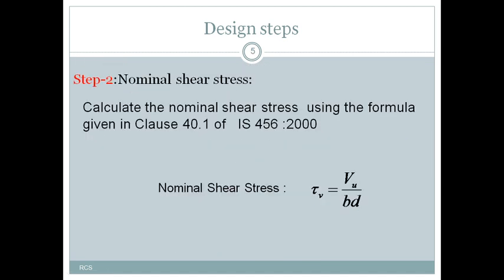Then the second step is to calculate the nominal shear stress. You know, the nominal shear stress can be calculated using IS 456-2000 according to clause number 40.1. That is, tau v, the nominal shear stress, is equal to Vu by bd. Here Vu is the factored shear force, b is the width of the beam, and d is the effective depth of the beam. If we substitute those values in this formula, we will get the nominal shear stress, or I can say the average shear stress.